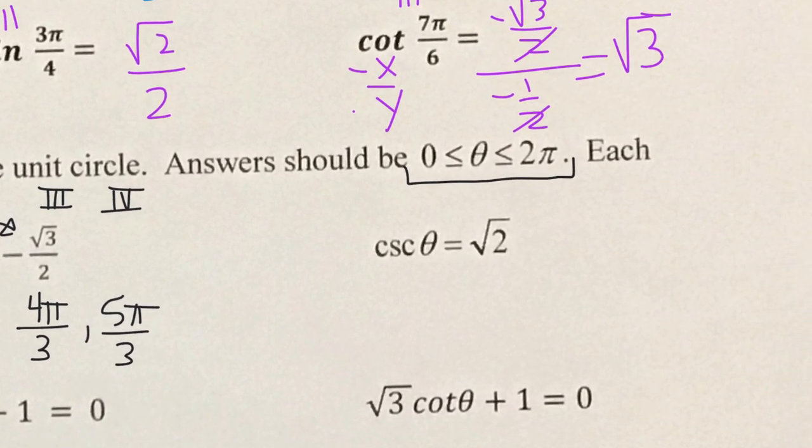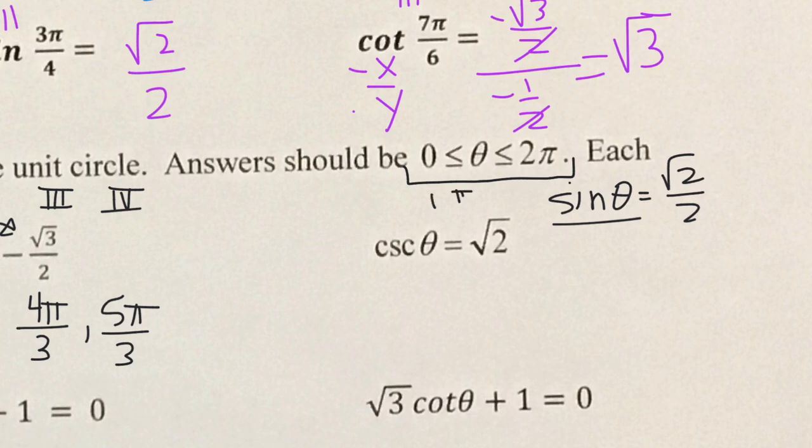Okay, so we're finding the angles where the cosecant is root 2. Remember, the cosecant is the reciprocal of the sine, so if the cosecant is root 2, that means the sine was root 2 over 2. So if the sine is positive, that means this is going to happen in the first and the second quadrant. So that happens at pi over 4 and at 3 pi over 4.